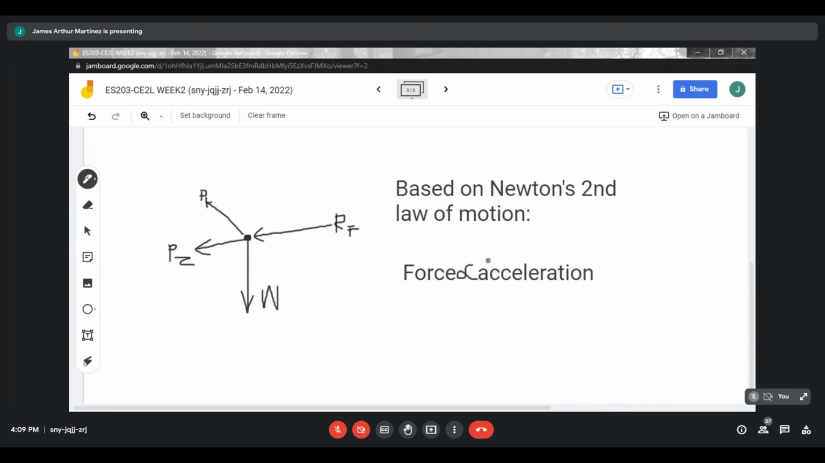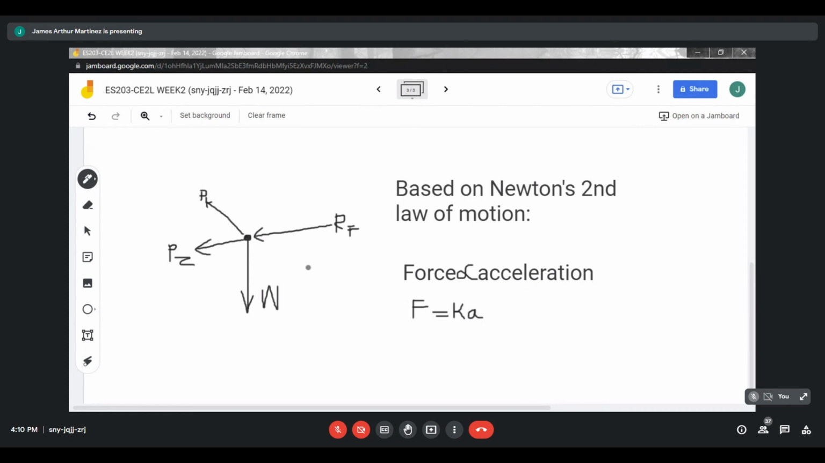So if we will try to have a mathematical equation for this, we'll have this relationship: that force is equal to some constant of proportionality and acceleration.